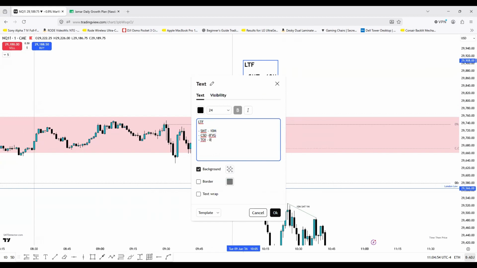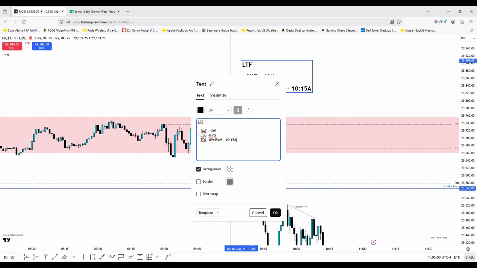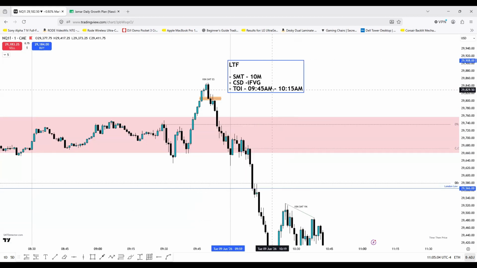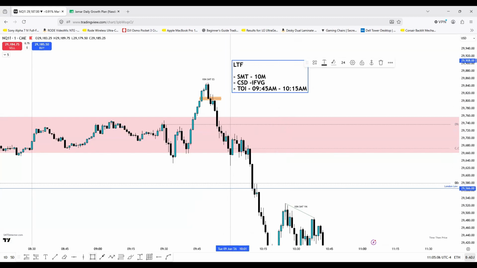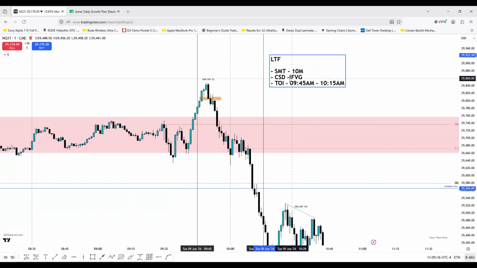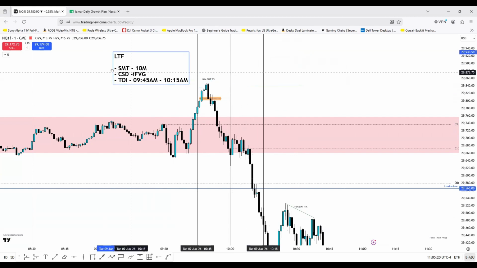So I was trading the first macro, that 9:45 a.m. to 10:15 a.m. macro. If you put these lines here, we can see that during 9:45 to 10:15, we had the SMT, price, and CSD, which shows us that time does meet price. Time meets price here.